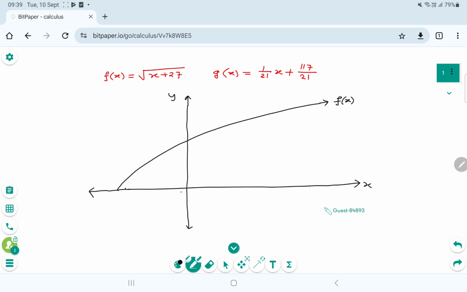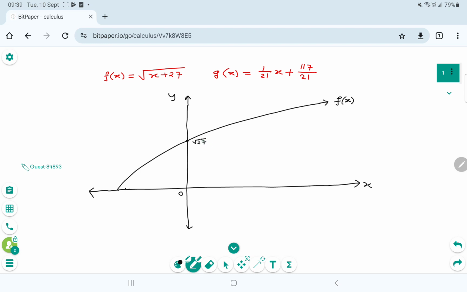Now what should we do? We draw the graph of g(x). g(x) is a straight line with a very low slope, it'll be like this. Can you calculate the y-intercept? Oh, the x-intercept. It'll be at negative 117 over 21.